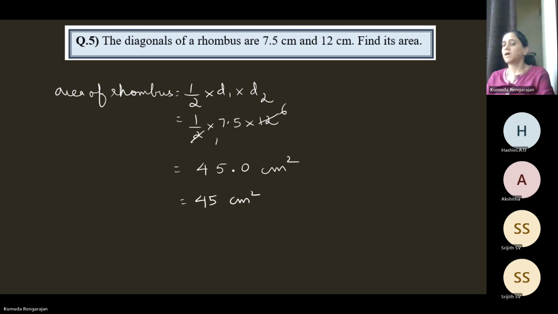That's half the product of diagonals. Correct? D1 into D2 by 2. Both are correct. Can we write it as a sentence? Half D1 D2, diagonals. Yeah, that's all.